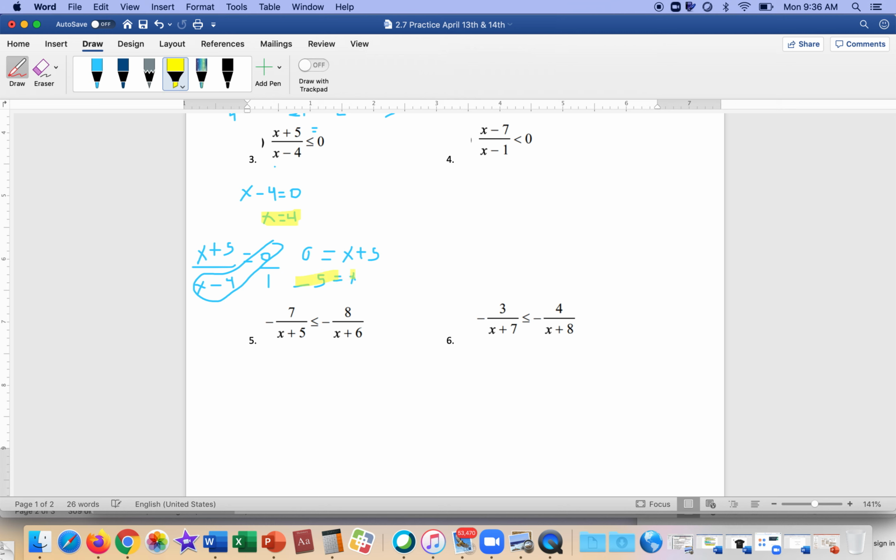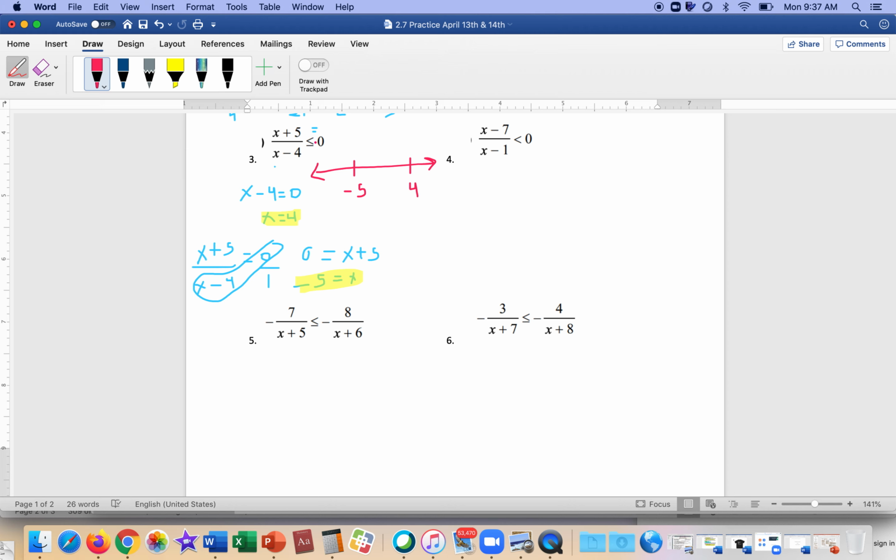Now, when you look at this, you have to be careful when you have fractions and your critical values. You can't just look at the symbol and assume that they're both closed circles. So let's test. If I put 4 in, I would have x plus 5 over x minus 4 less than or equal to 0. On top, 4 plus 5 would get me 9. And in the denominator, 4 minus 4 would get me 0. And is 9 over 0 less than or equal to 0? No, because it's undefined. So that would be an open circle.